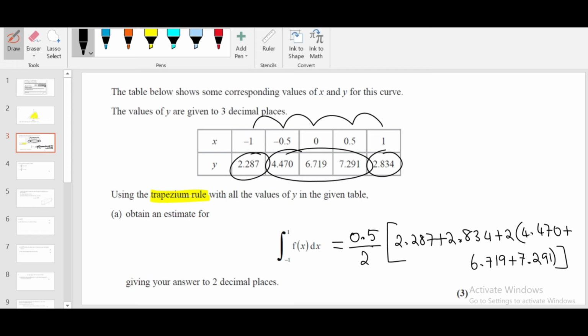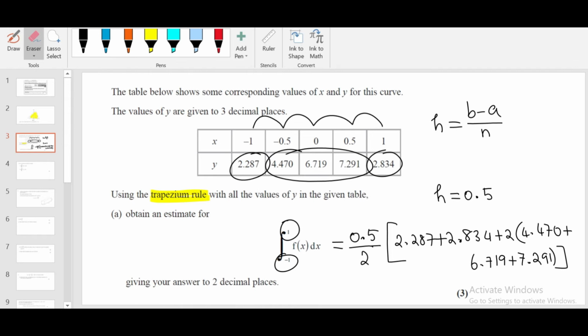That's it. That's enough. Usually they want you to mention the h. I looked at the marking scheme. I realized that they want you to mention the value of h. It has one mark actually. So mention the h, which is the common difference when you have the table. When you don't have the table, it's b minus a, b is the upper limit, a is the lower limit, divided by the number of strips. Usually they will mention in the question how many strips there are.